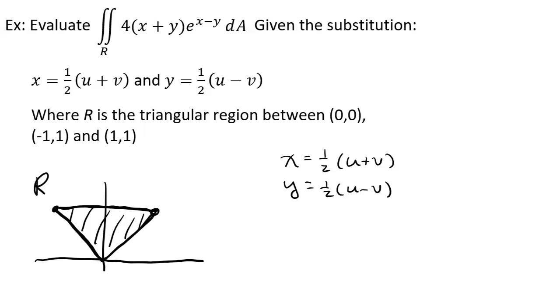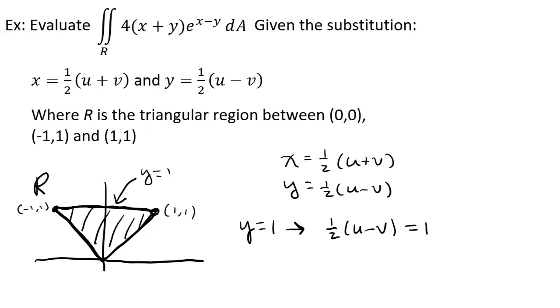So first let's see, well, what are they in terms of x's and y's? Well, this top line, remember, is (1, 1), and this is (-1, 1). So this is the line y equals 1. So let's think about that curve. Well, if y equals 1, from our substitution, that would mean that 1/2 u minus v equals 1, or that u minus v equals 2, or that u is 2 plus v. So that top boundary is really u equals 2 plus v.